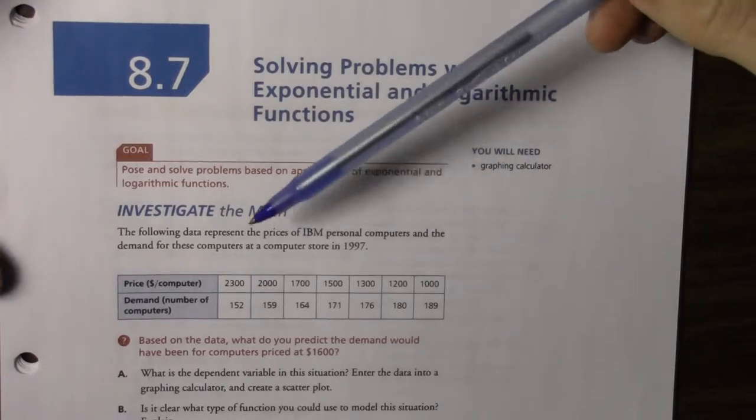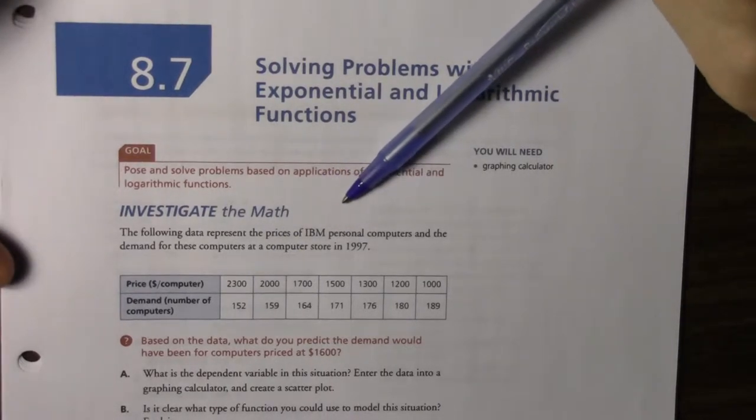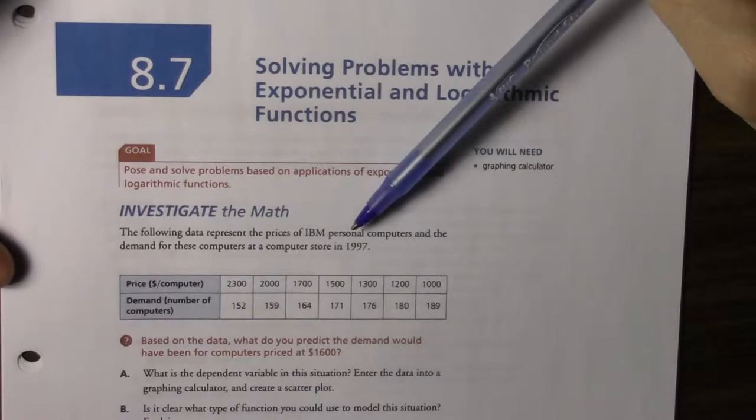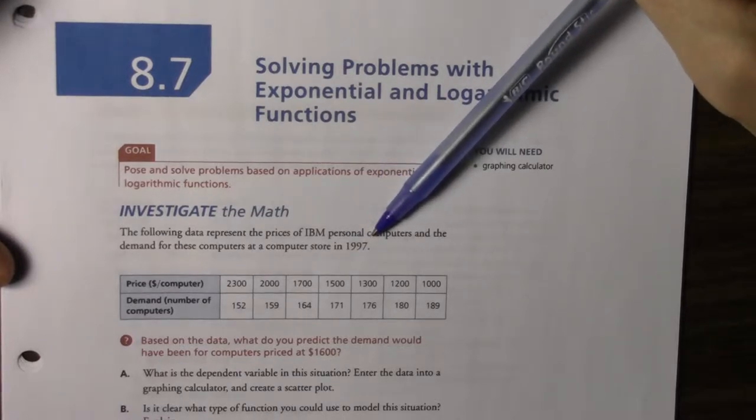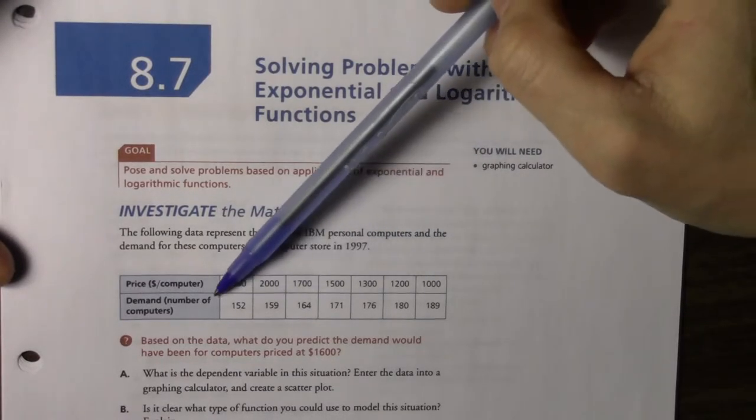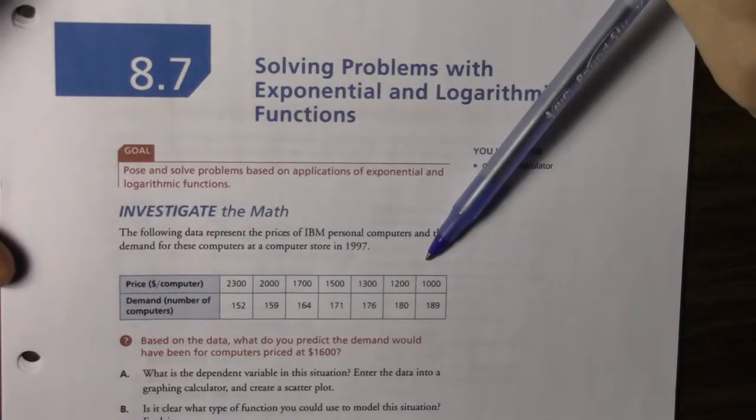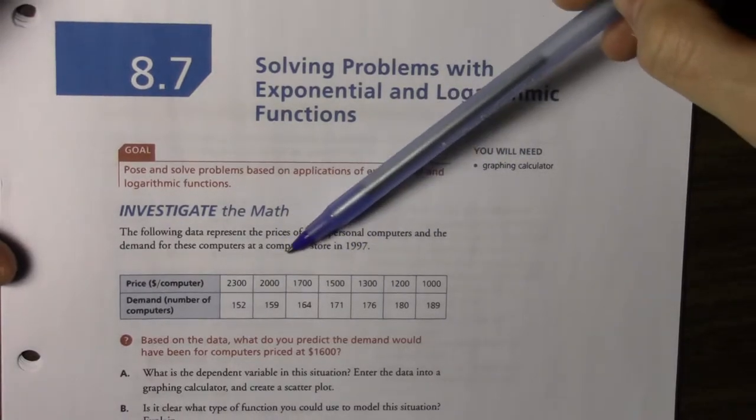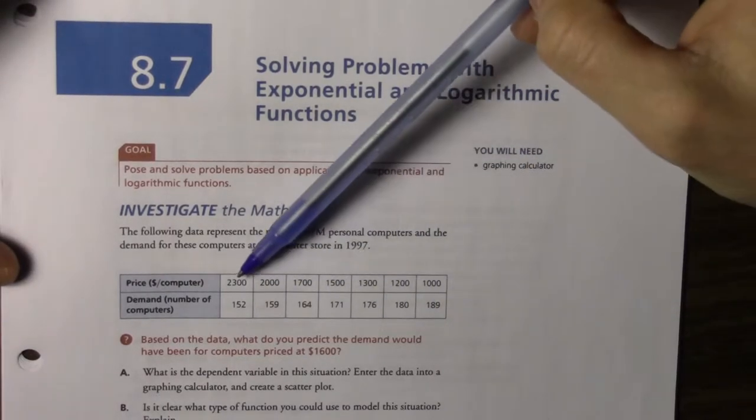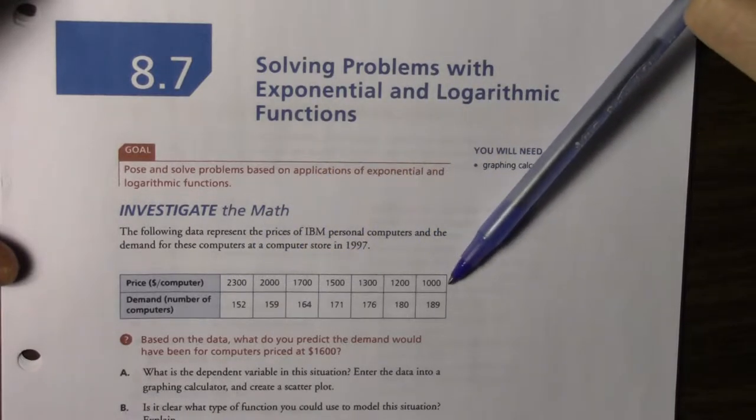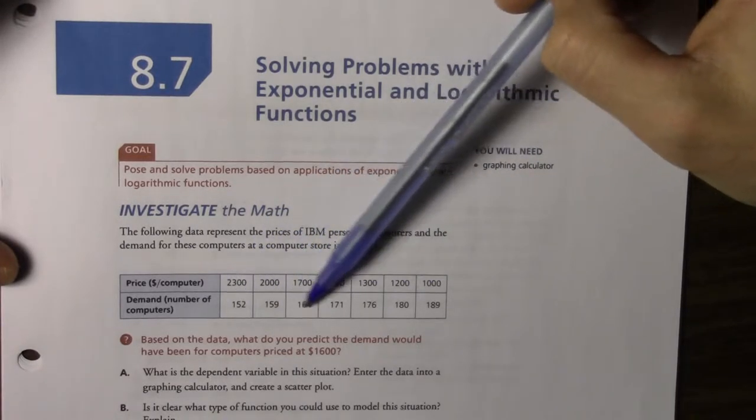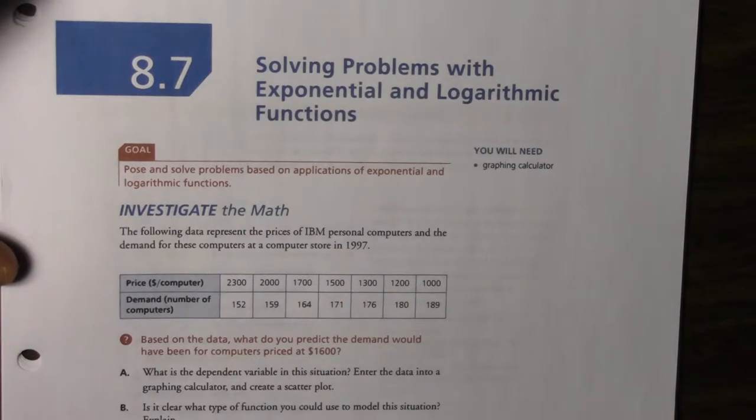So the first example, we're given a chart, and this is data that represents data from 1997, a computer store. So the demand of computers versus the price of computers. So we get this table of values here, where as we can see, as the price of the computer comes down, the demand of the computer goes up. Okay? This investigate is not very good.